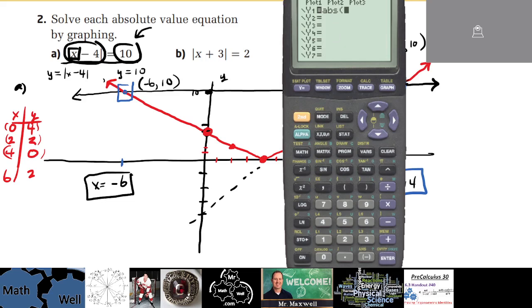Absolute value of, and then you just go x minus 4, close bracket. And then down here, we're going to go 10. Awesome. Hit graph. And I can see my window's wacko. Let's go zoom 6, the standard window, and see what happens there. Okay. I cannot clearly see both intersection points, so I am going to have to adjust my window. So you hit window. I need more x, and I need more y, don't I?